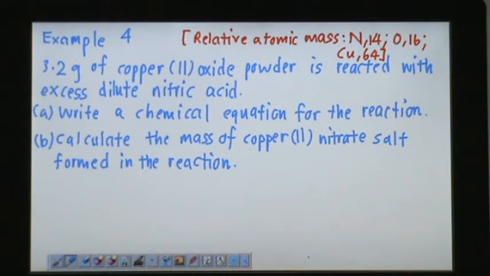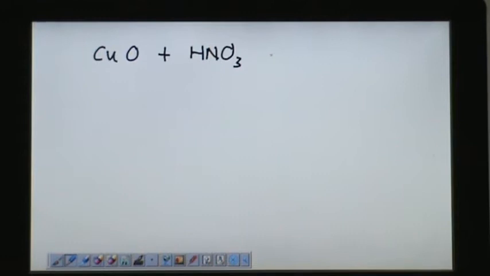Okay, so we try the first one first. A. Write a chemical equation. Copper 2 oxide means Cu2+, O2-, reacted with excess nitric acid, so HNO3. So copper 2 oxide, both are 2, so you don't have to write small 2 and small 2 here. HNO3. Okay, so what is the reaction going to be?